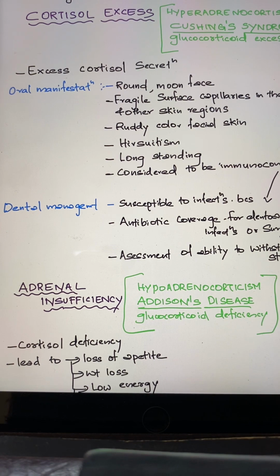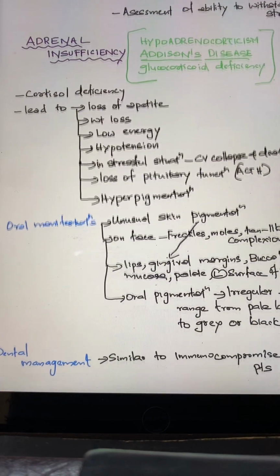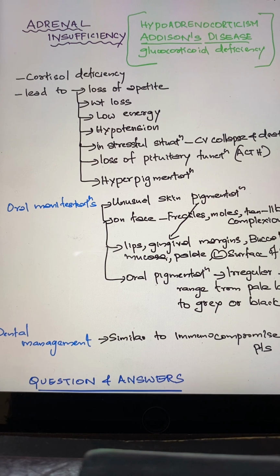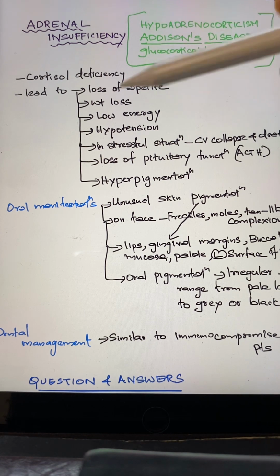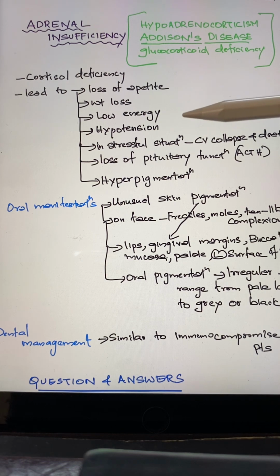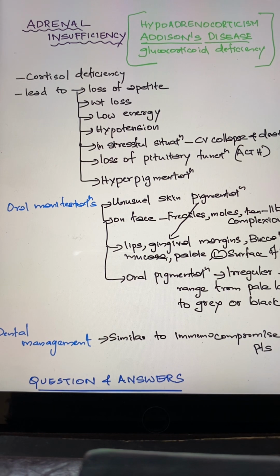Then we will talk about adrenal insufficiency. We will see what happens if the production of cortisol is very low. That disease is also known as Addison's disease, hypoadrenocorticism, or glucocorticoid therapy. These are all other names of adrenal insufficiency. What will happen in such cases? This leads to loss of appetite, weight loss, low energy and hypotension. In a stressful situation, cardiovascular collapse can be seen, and that can lead to death.